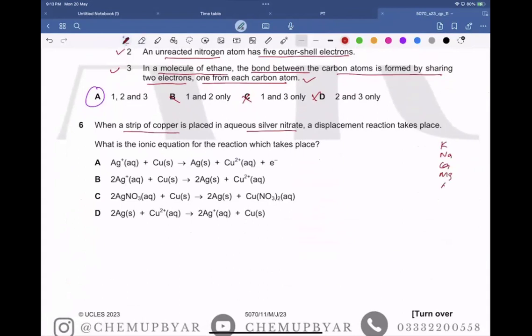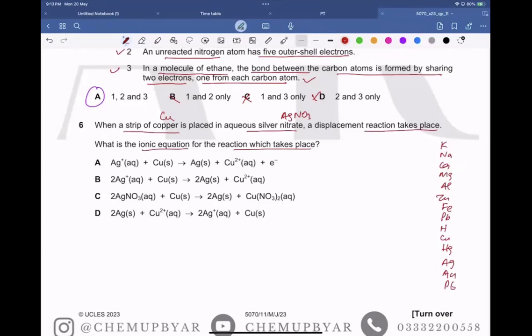Calcium, magnesium, aluminium, zinc, iron, lead, hydrogen, copper, silver, mercury, gold, platinum. Okay, so it's copper and silver nitrate. A displacement reaction takes place. What is the ionic equation for the reaction?